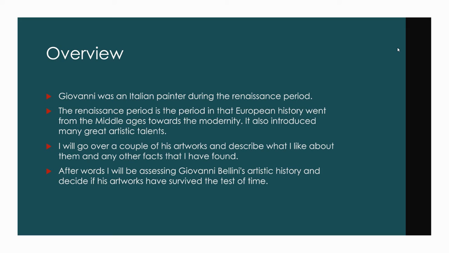Giovanni was an Italian painter during the Renaissance period. The Renaissance period is also known as the period in European history that went from the Middle Ages towards modernity, or the modern world. It also introduced many great artistic talents, for example, Leonardo da Vinci and Michelangelo, I believe.